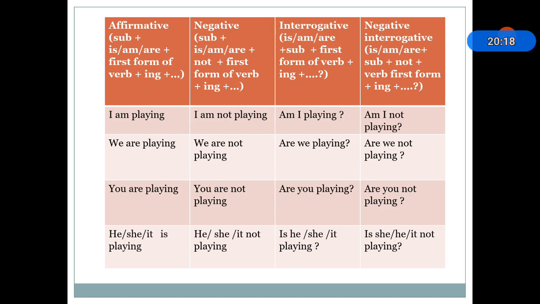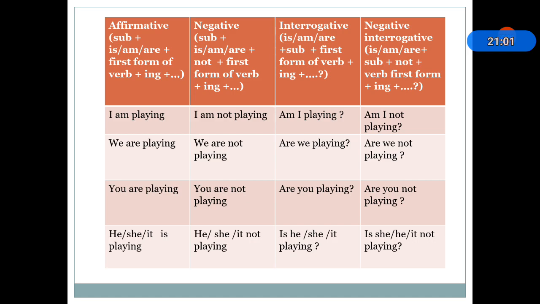Okay, now next we move on to the negative sentence. The rule for framing the negative present continuous sentence is subject plus is, am or are according to the subject, plus not, plus first form of verb, and in the first form you add ing, plus the object. Example: I am not playing. We are not playing. You are not playing. He is not playing. She is not playing. So you can see the difference.